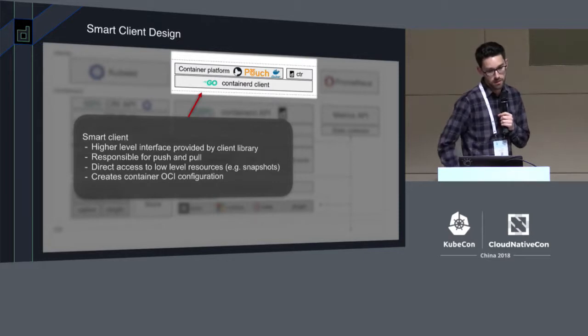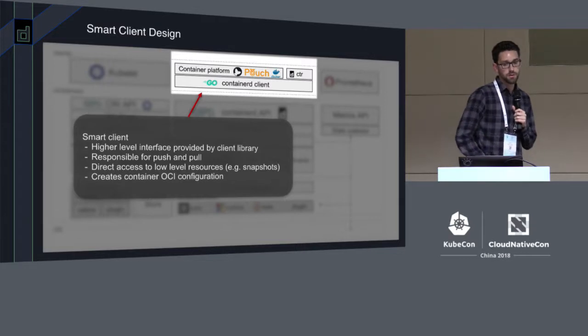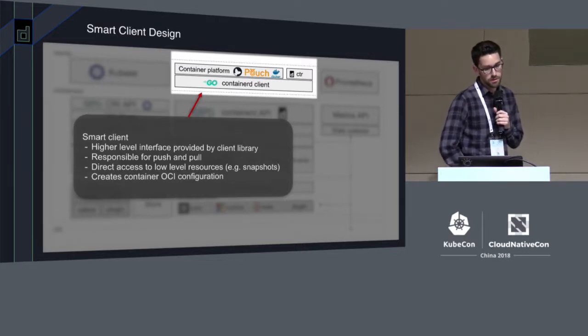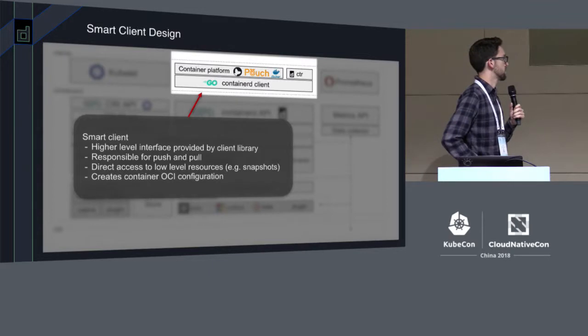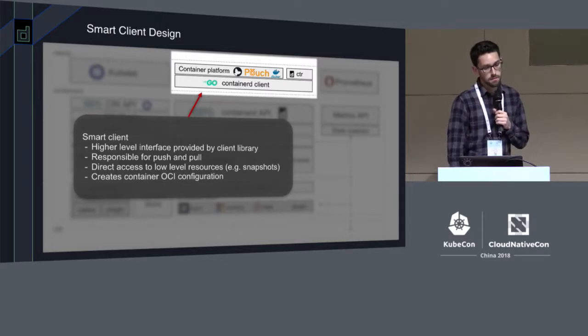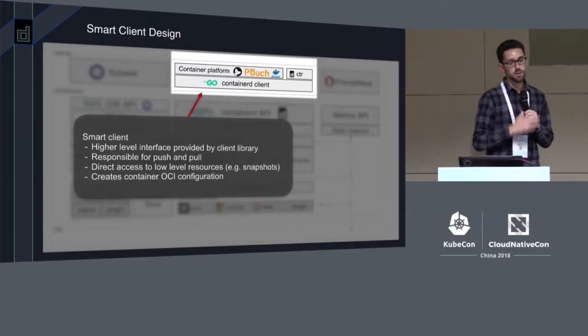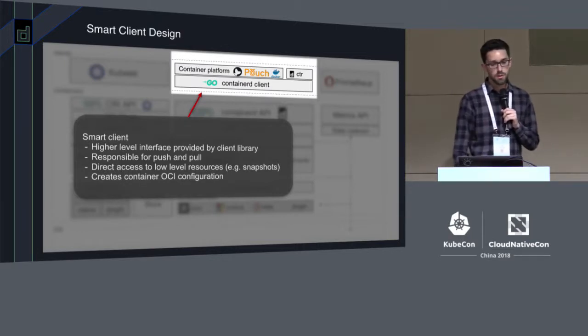So for the smart client, it provides a higher level interface on top of the more low level components. It's responsible for features such as push and pull. The Containerd API itself doesn't have a function for pulling, but the pull can be implemented directly on the client. The client provides access to some of these lower level components, such as the content store and the snapshotter, which are used to implement features such as pull.